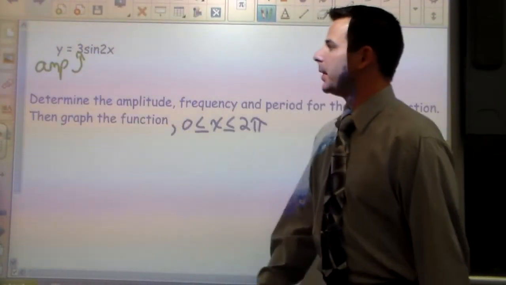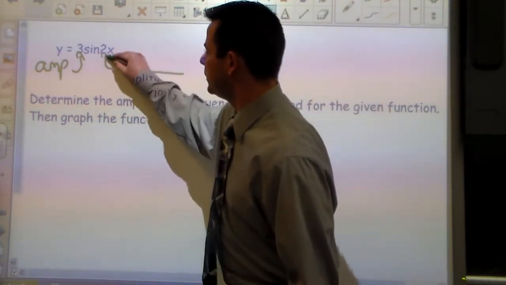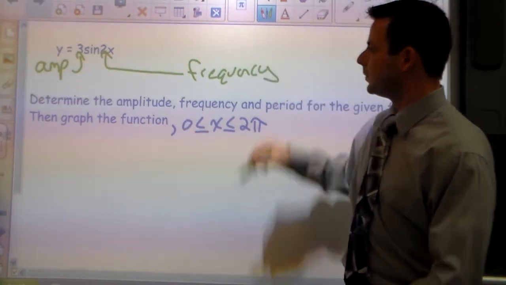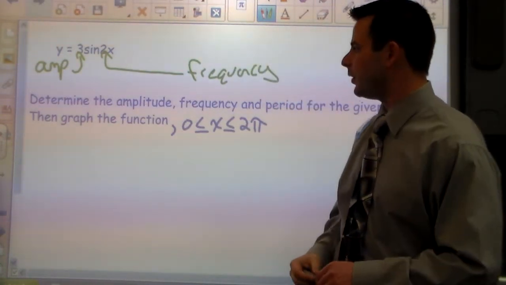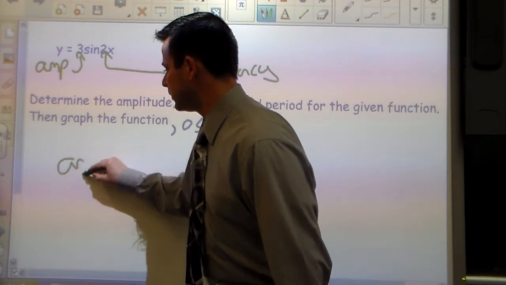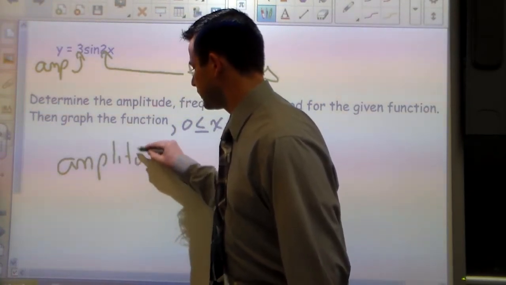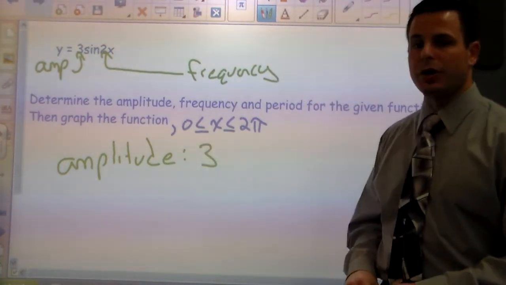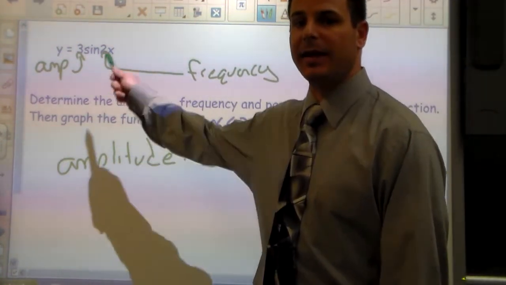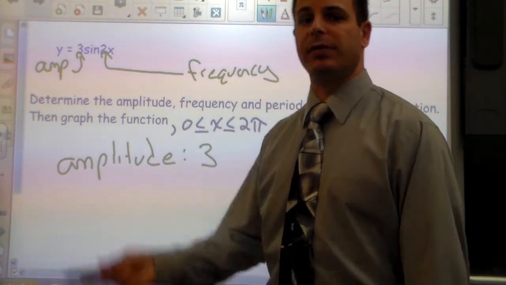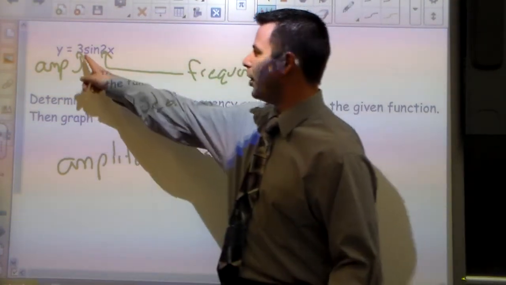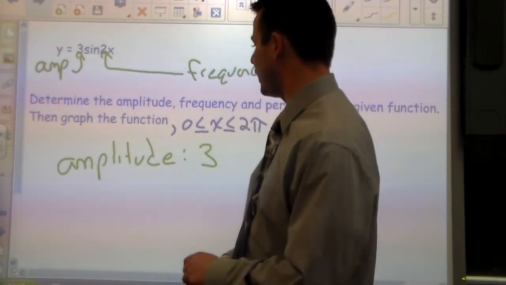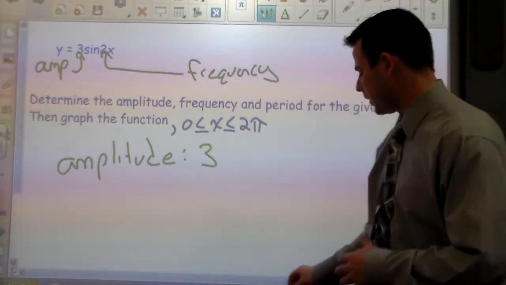So the amplitude is the number in front. The frequency is the number in front of x. So there we go. We have 2/3 of the information we need. So the amplitude is 3. You could think of the amplitude as the dilating factor of the trig function. If you recall transformations of functions, the number in front means you're multiplying all the y values by 3 in this case. So it's the dilating factor.